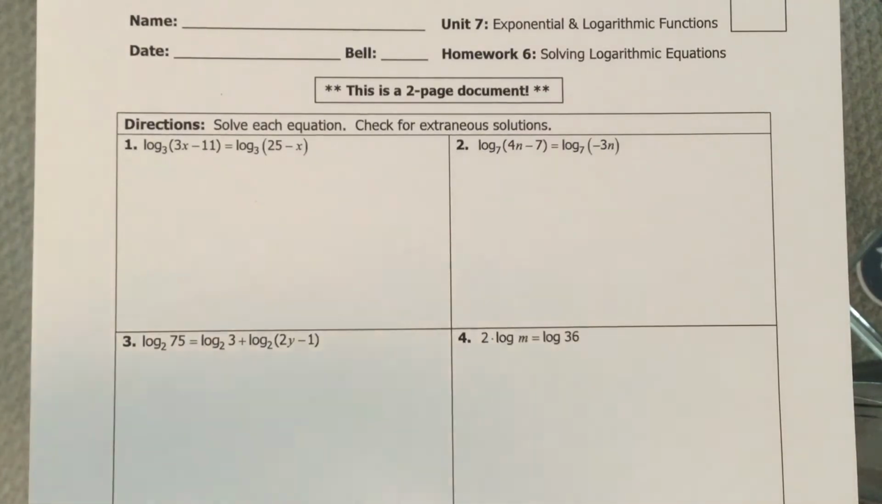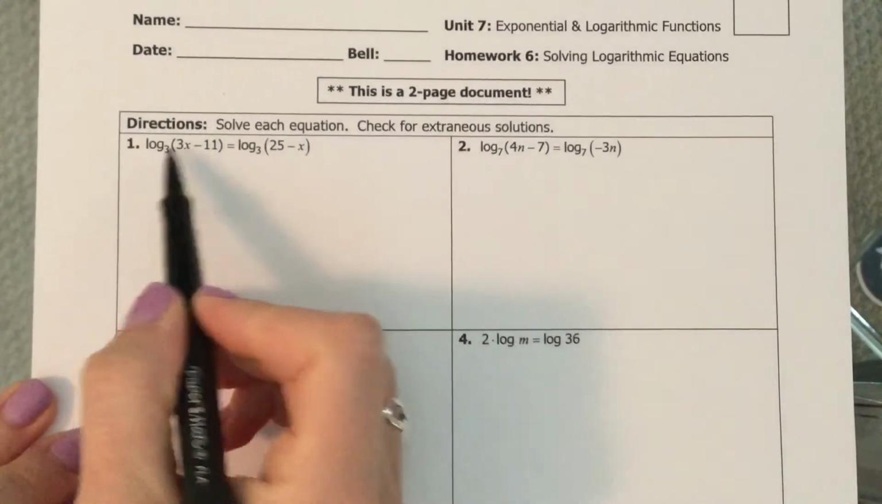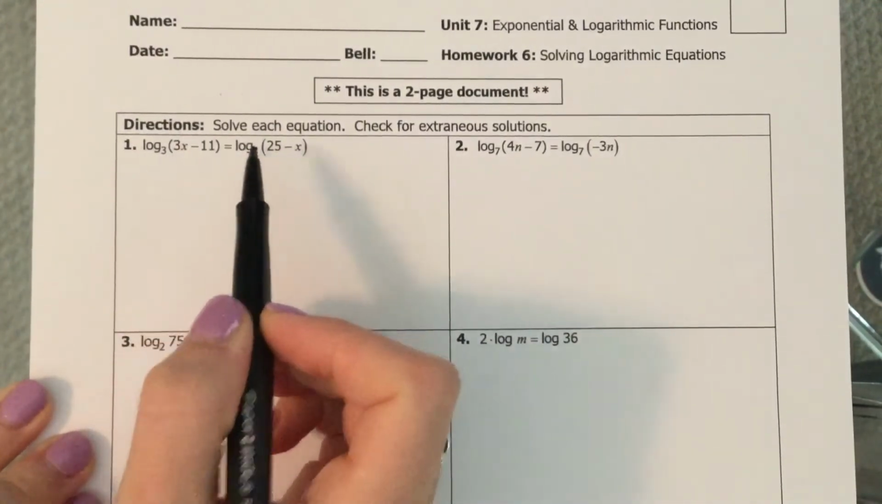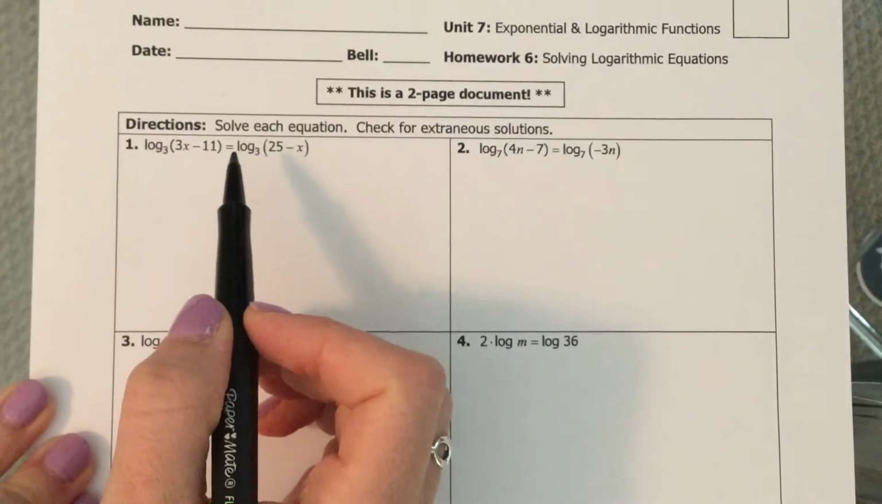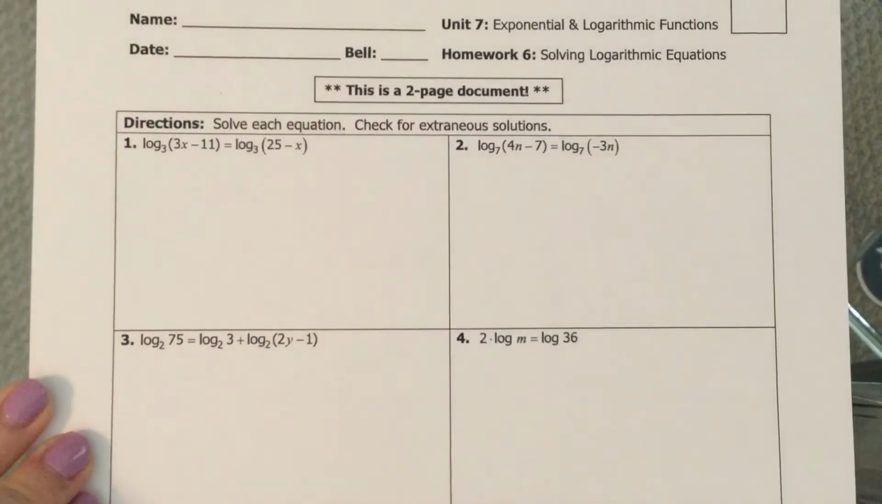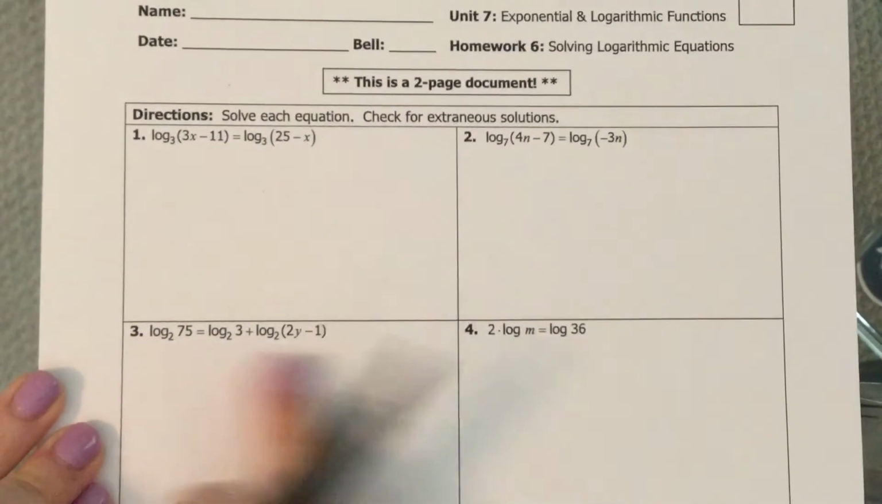The first step is you condense each log, getting it to the point where there's only one log on each side and there are no coefficients. This is the end goal, you want it to look like this. Since number 1 is already set up like this, I want to pick one where you have to do a little bit of work first before it's in the right form. So let's look at number 3.